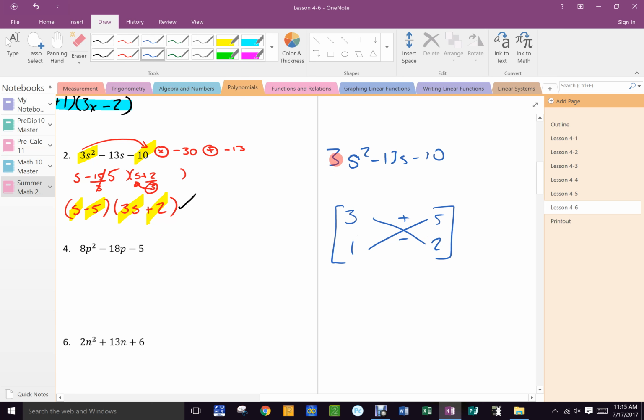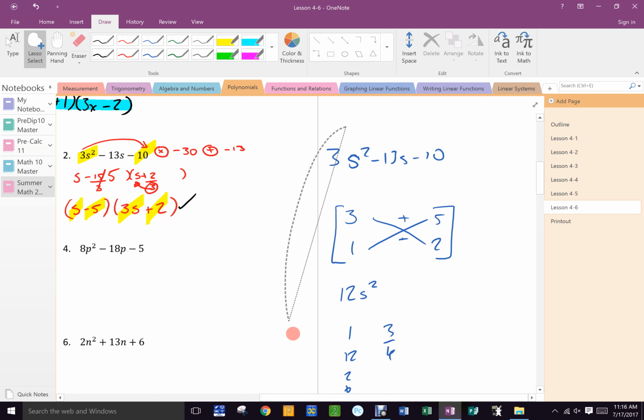I personally don't like that because it's guessing, isn't it? 3 and 1 only has 2 factors, 3 and 1, right? But what if this first number was 12s squared? Then it could be 1 and 12, 2 and 6, 3 and 4. And then you're guessing all over the place. And then, okay, is the plus there? Is the minus there? I personally don't like it, but if you get it, use it. I don't dig it. That's just me. Okay? So use it if you want.